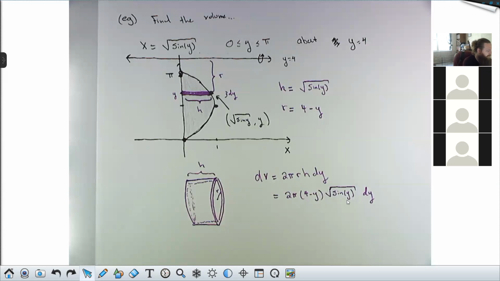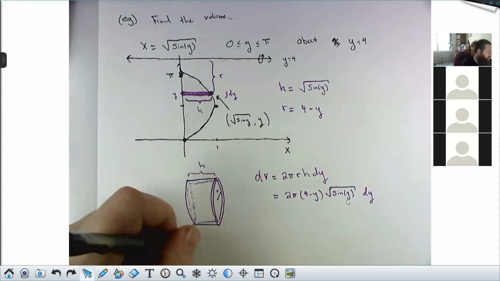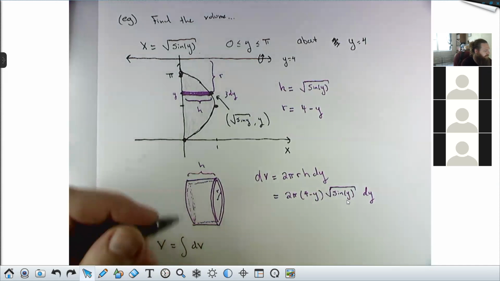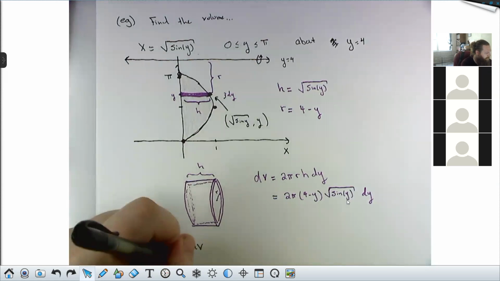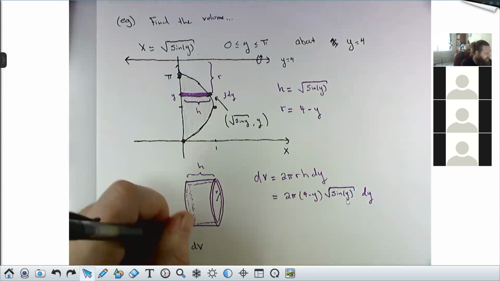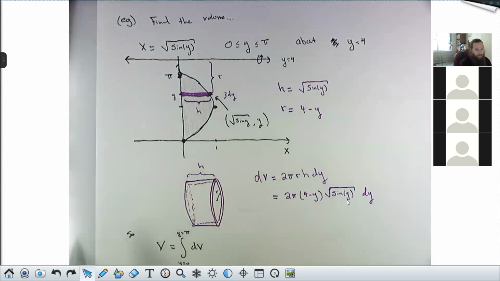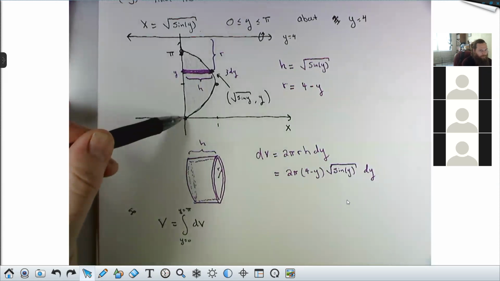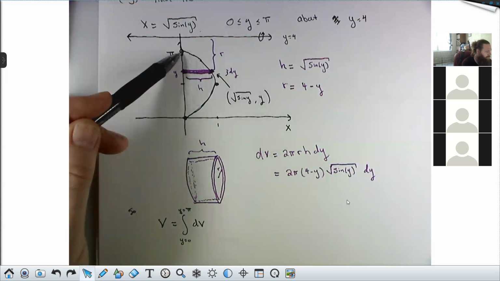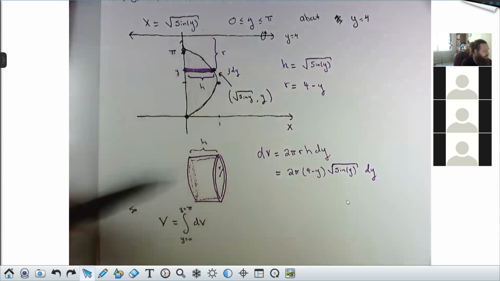Okay. So then my volume V is always the integral of dV, in this case taken from down here to up here. That's going to be from y equals 0 up to y equals pi. Remember, it's a dy integral, so the bounds have to be y values. What's the smallest y value in my region? It's y equals 0. What's the largest y value in my region? It's y equals pi. We don't go all the way up to 4, right? Because the region stops right there at pi.